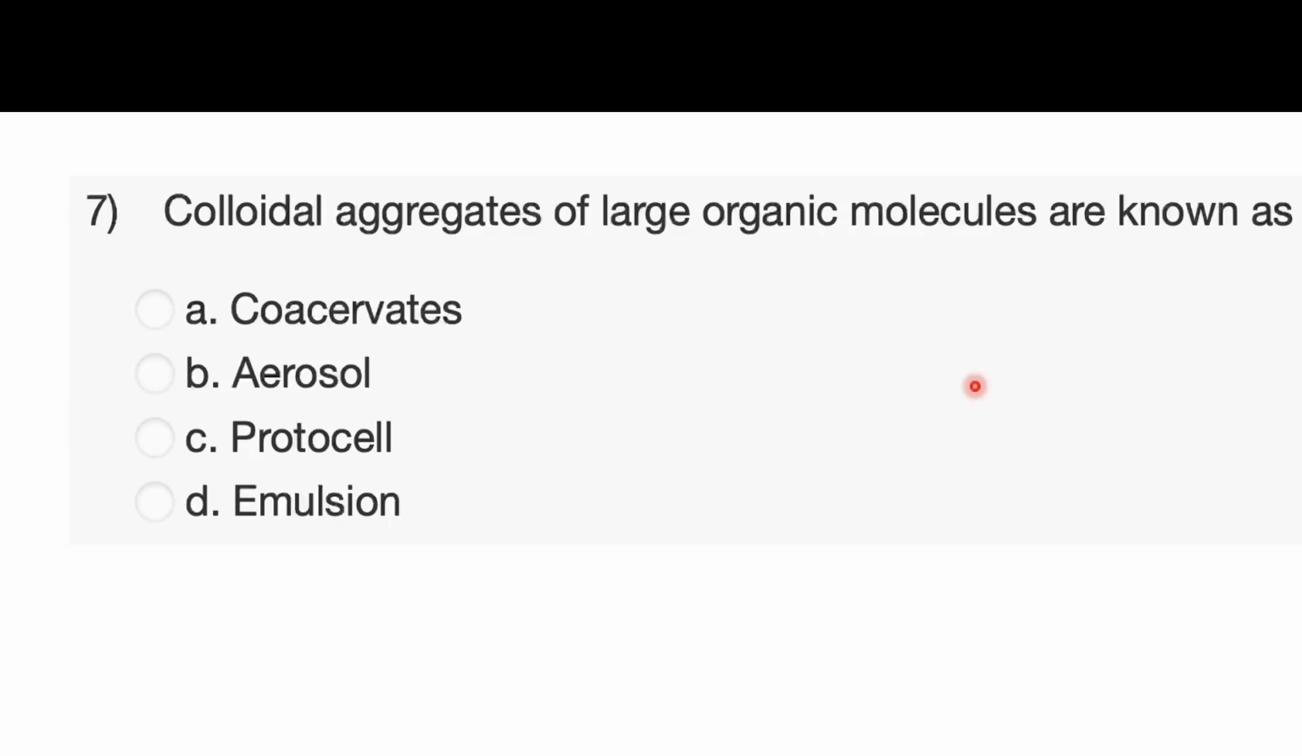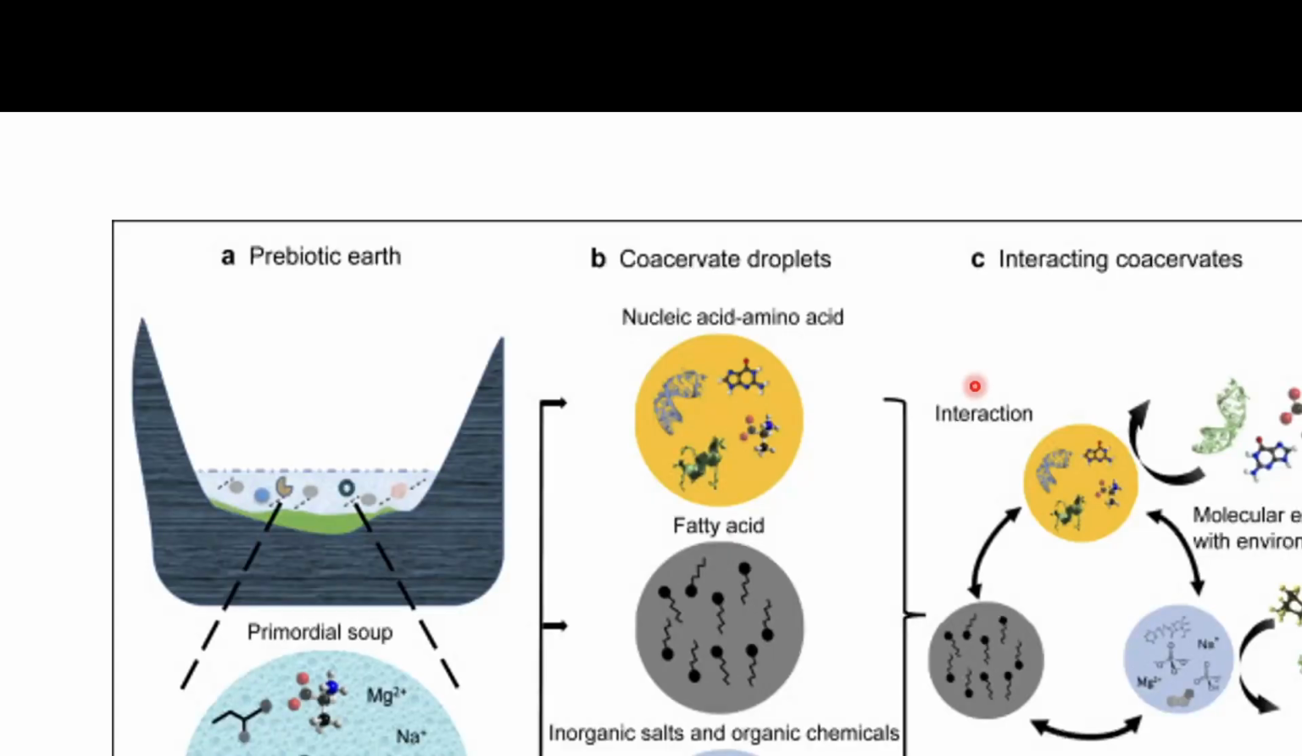So the correct answer to question 7 is option A, coacervates. Well done. That's the correct answer. You guys have very good memory. So coacervates are the colloidal aggregates of organic molecules. Now this is a concept of how life originated on Earth. Life originated on Earth due to these coacervates. Now what are coacervates? What happened in a prebiotic Earth?